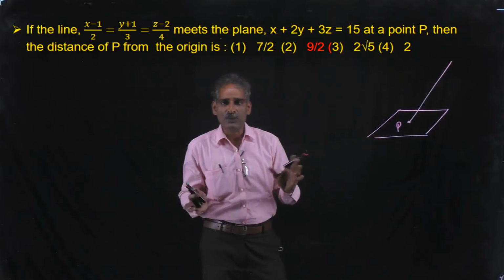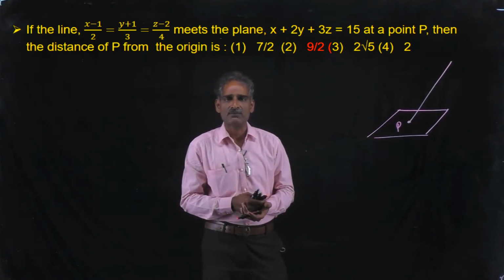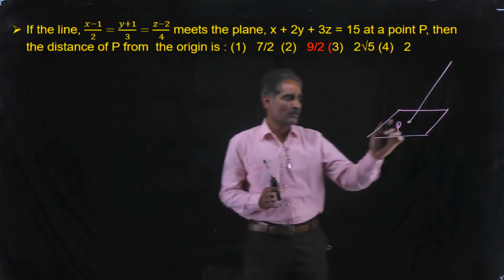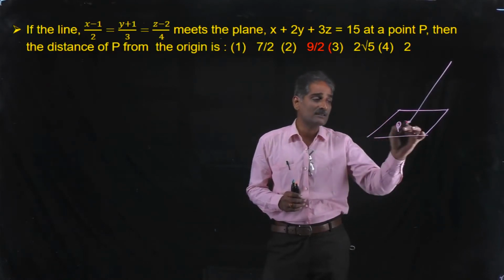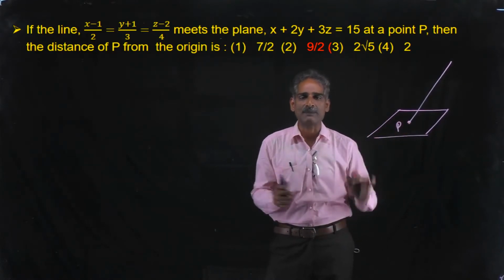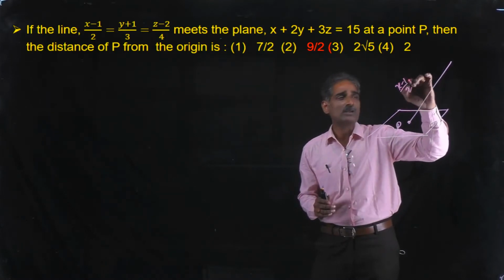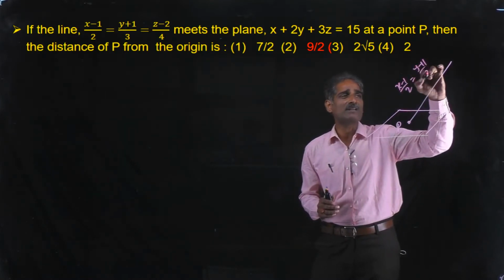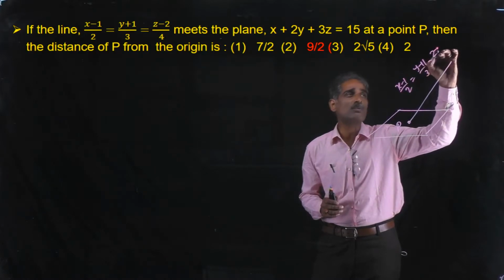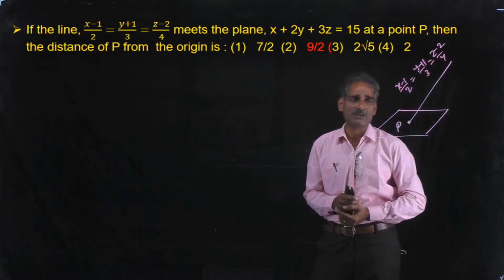If you know the 2 points, you can find out the distance between them. We have a clear formula. So now here we have to find out the coordinates of this point. That is the main problem. What is the given equation? (x minus 1) by 2 is equal to (y plus 1) by 3 is equal to (z minus 2) by 4. This is the equation of the line.